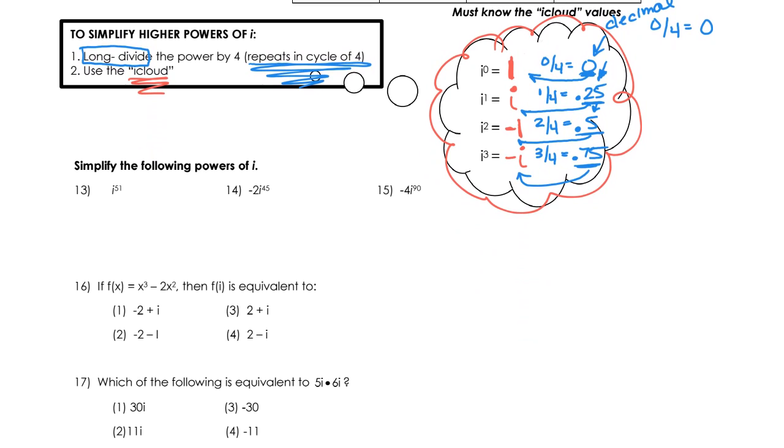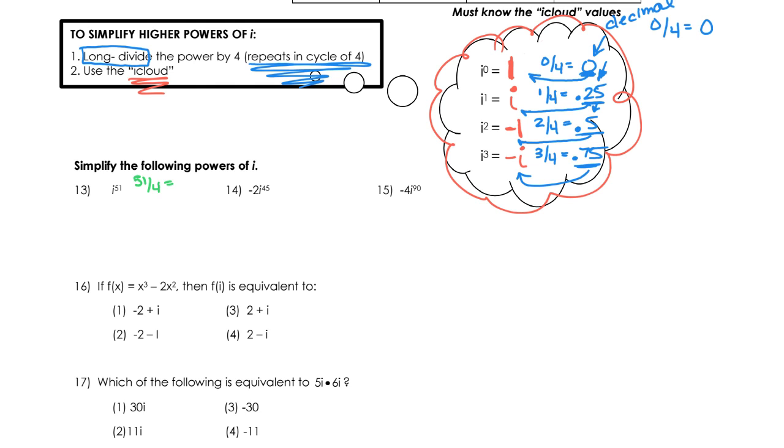Okay, and so here we go, guys. We're going to use this iCloud and simplify these larger powers of i. It says simplifying the following powers of i. In number 13, we have i to the 51st power. We can continue our table to see what it simplifies down to, but that is going to make our table a lot longer up at the top of our page since it stops at i to the 11th. So what we're going to do is take 51 and divide it by 4.